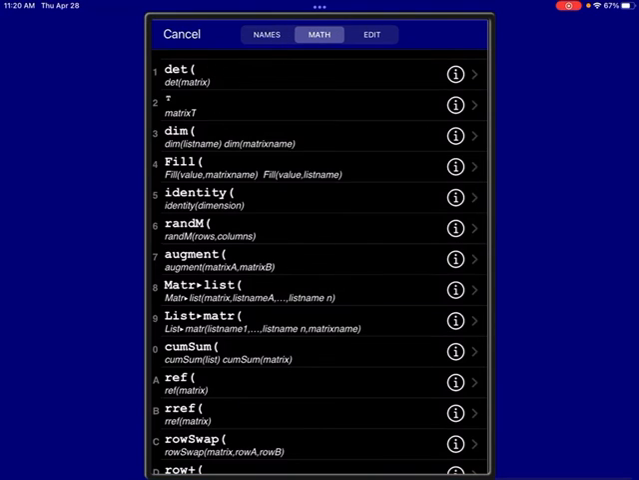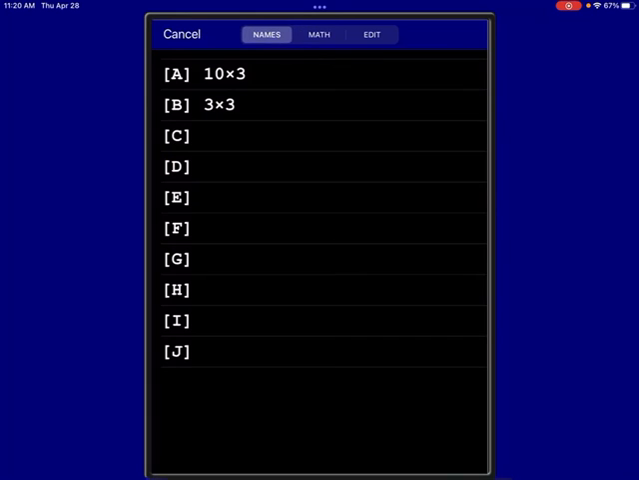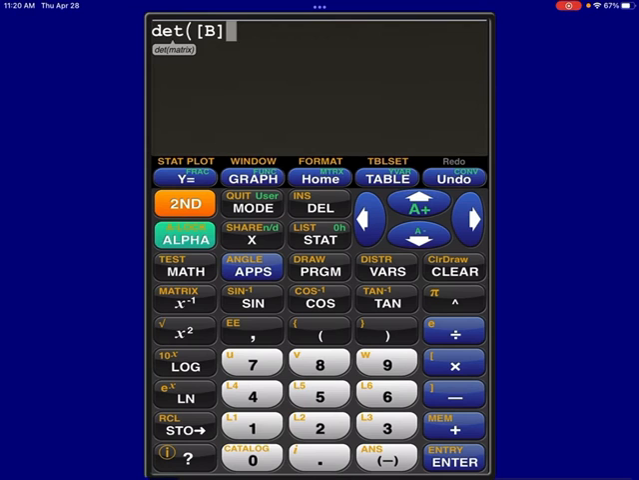Okay, now our matrix was labeled matrix B. So I'm going to go back to my matrix button. I'm going to select B. I'm going to close those parentheses. And when I hit enter, I want you to notice that I came up with 54, which is the same number, you all, we got when we did it by hand.